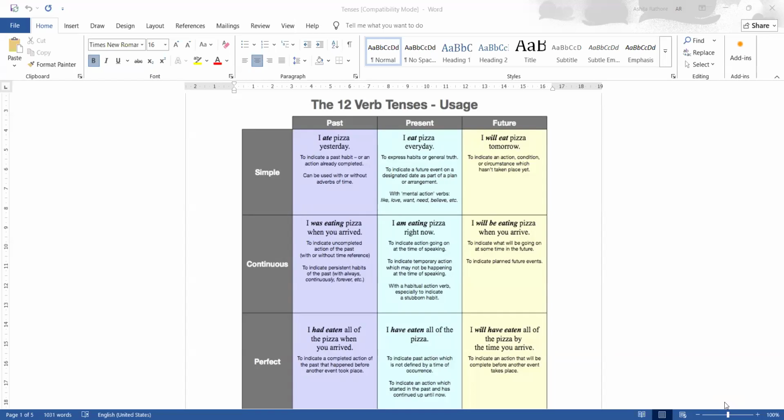So you end up using the future continuous tense when you are 100% sure, or you wish to give more credibility, or that is something that is already in the works and it will be happening in the future. Sure shot. Okay.